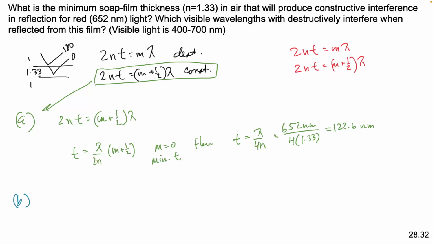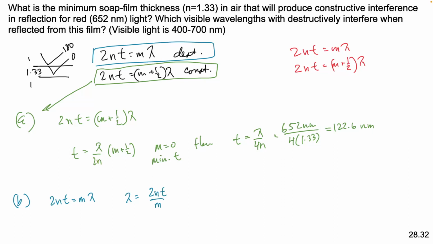What visible wavelengths, plural, will destructively interfere from this film? So how many answers am I going to have? Maybe more than one, 1 or more. The implication being that we use that thickness right there. So which equation am I going to use? I'm going to use 2nt equals m lambda, because for this situation, that is the destructive equation. I'm solving for wavelength, so that's 2nt over m.